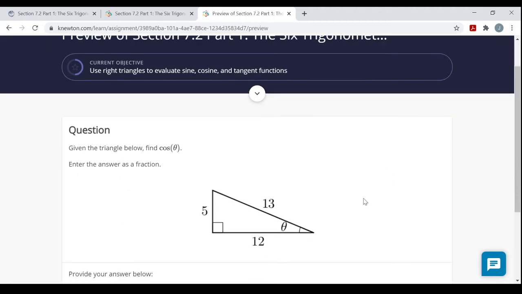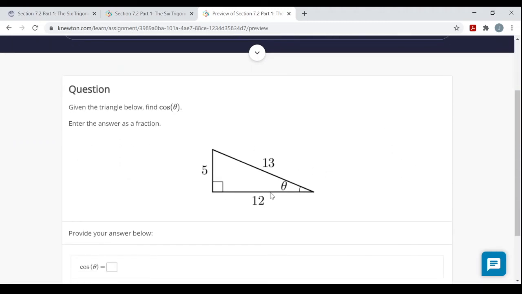So again, I'm going to just leave it the way this is and move my cursor around. Hopefully you can follow my cursor. We're asked to find the cosine of theta. So it's again a right triangle. Here's theta, this angle that's marked off down here. The opposite length is 5, the adjacent length is 12, and the hypotenuse is 13, right? The side that's opposite the 90-degree angle. And the hypotenuse should be the longest side of a right triangle as well.